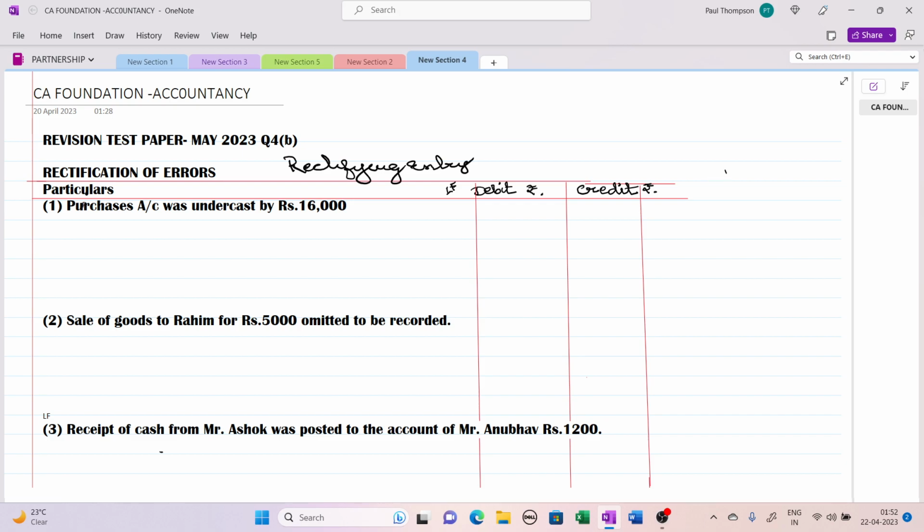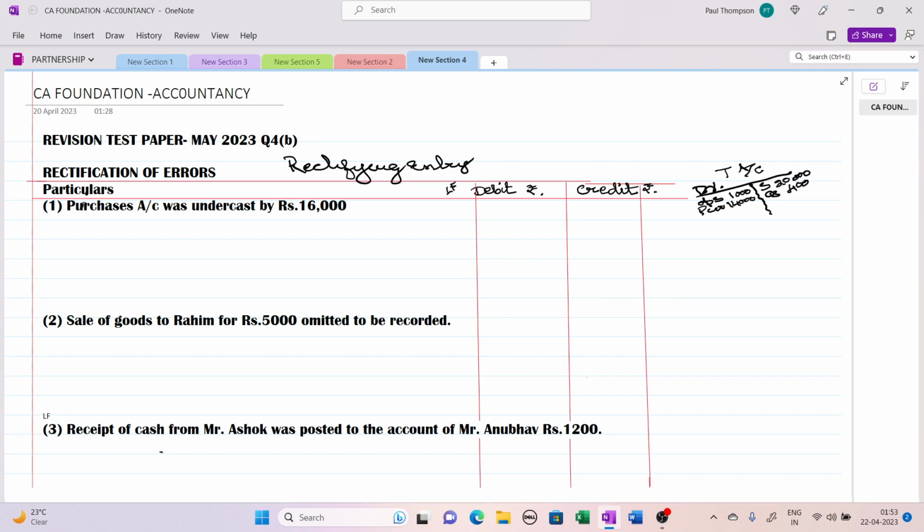Suppose the trading account is here, and if you increase any amount on the debit side of the trading account, your gross profit will come down. For example, I am taking the opening stock as 1,000 and purchases 14,000. And sales is 20,000, and the closing stock is around 4,000.